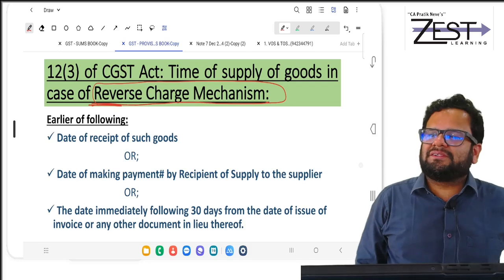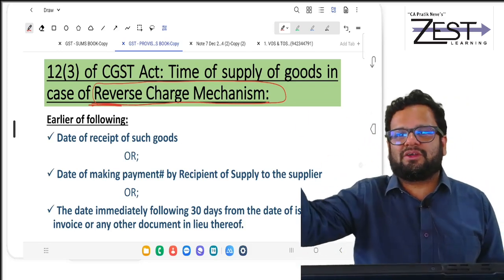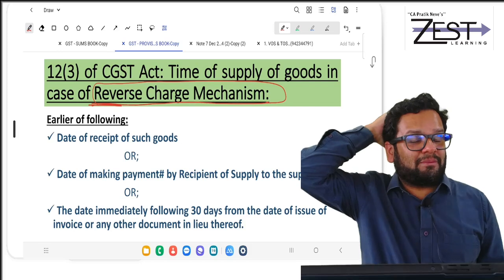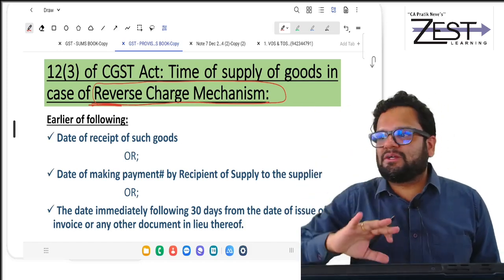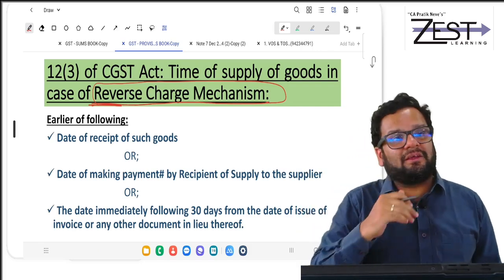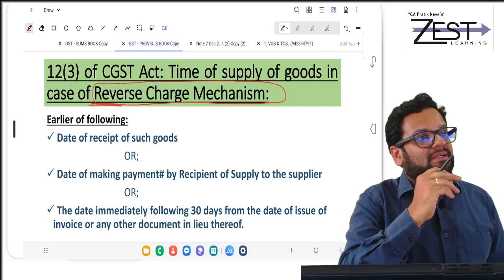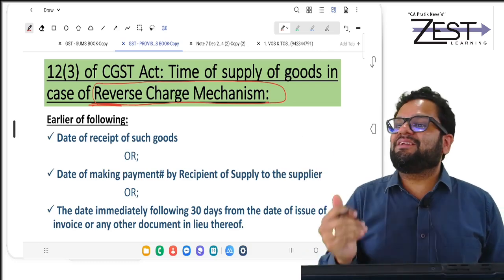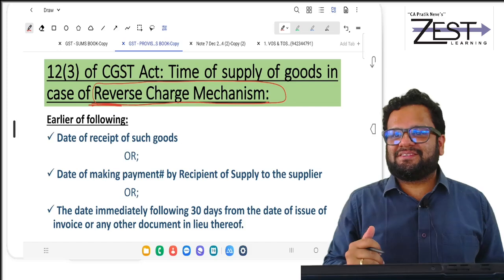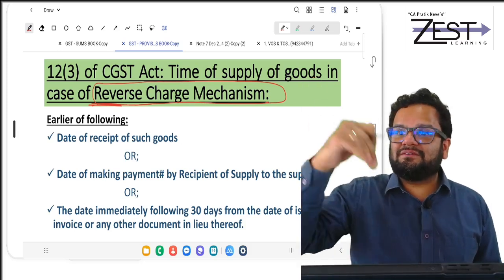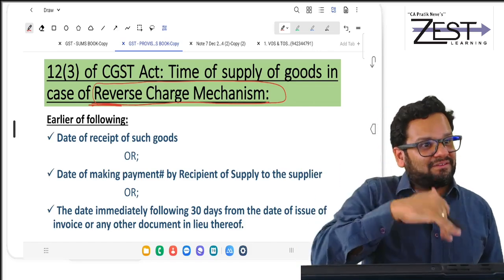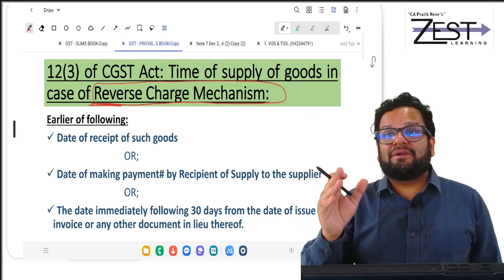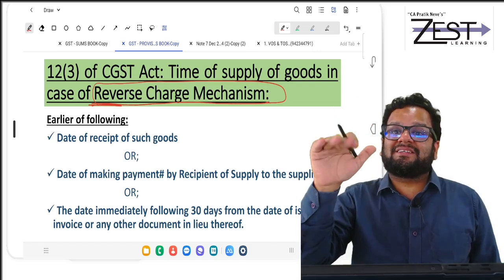So there are some goods, agricultural, like cashew nuts and all, tobacco, in which there is RCM. So in that case, who is liable to pay GST? Recipient of supply. So recipient of supply is making invoice or getting invoice? Is getting invoice. He is removing the goods or receiving the goods? He is receiving the goods. Is he getting the payment or making the payment? Making the payment. So your perspective of looking at transaction changes.